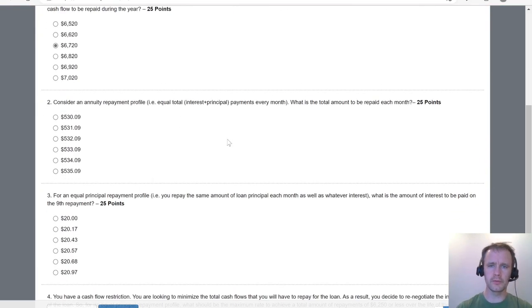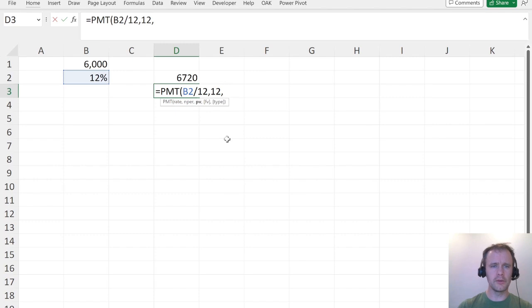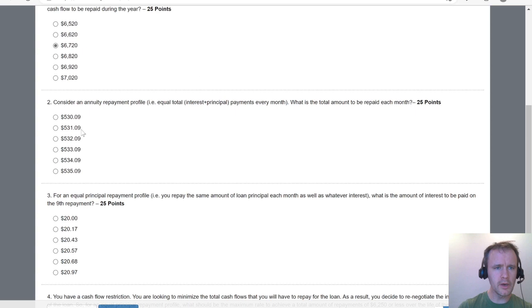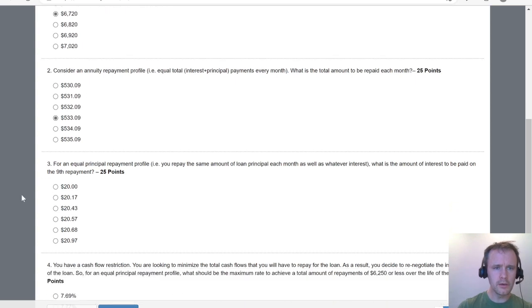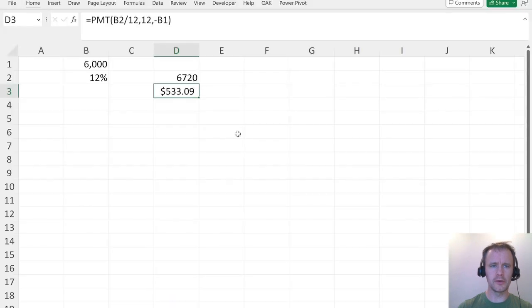Consider an annuity repayment profile, i.e. equal total interest plus principal, total amount to be repaid. So that's going to be PMT. The rate is going to be this over 12. Number of periods is 12, and PV is minus that. And the payment should be 533.09. Good. An equal principal repayment profile. The amount of interest to be paid on the 9th repayment.